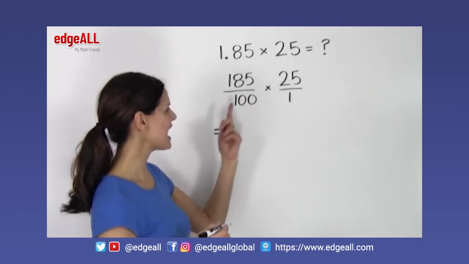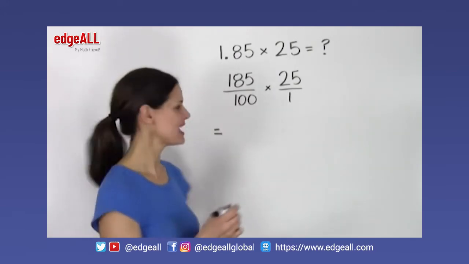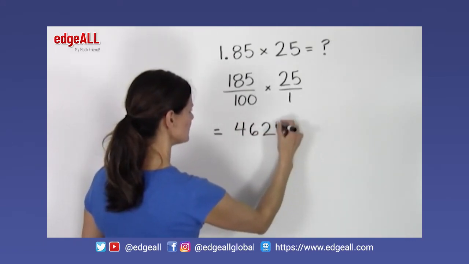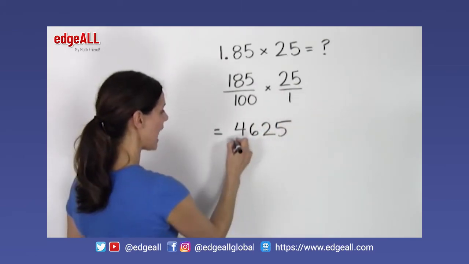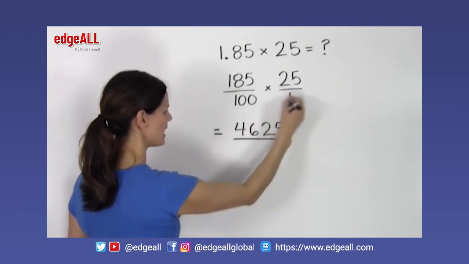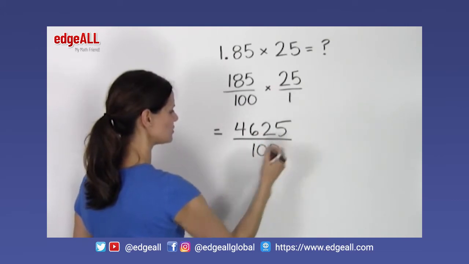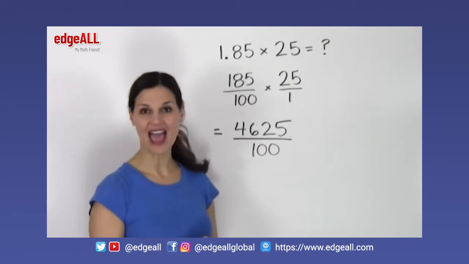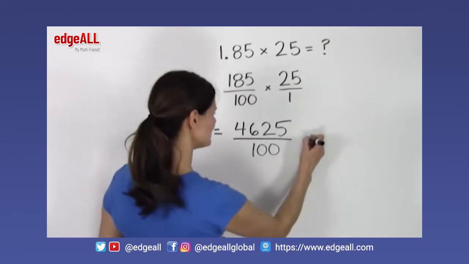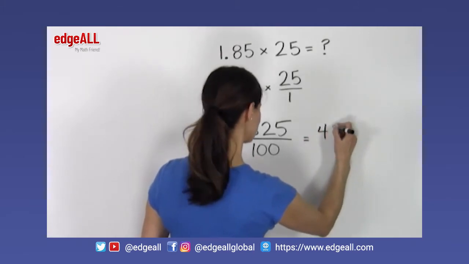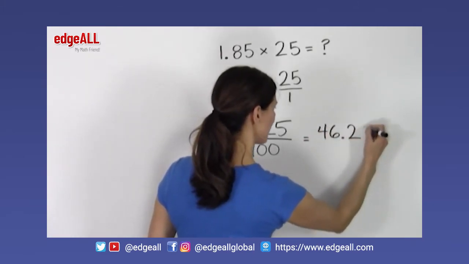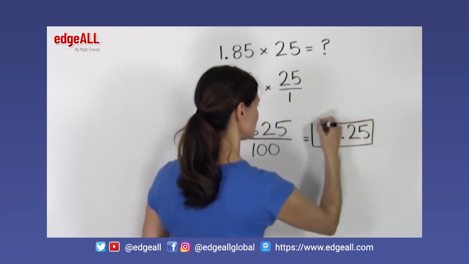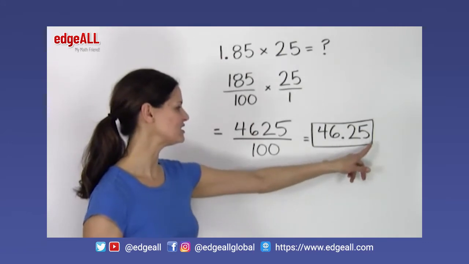So 185 times 25 equals 4,625. So that's what I have now in my numerator. And then that's all over 100 times 1, which is 100 in my denominator. Well, 4,625 divided by 100 is equal to 46.25, which is the same answer that we got when we did the multiplication the other way, 46.25.